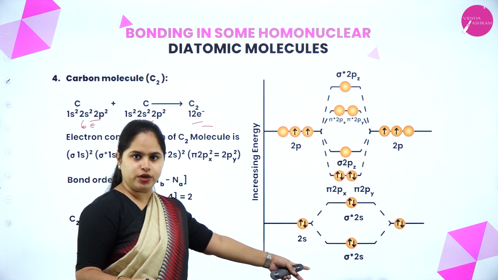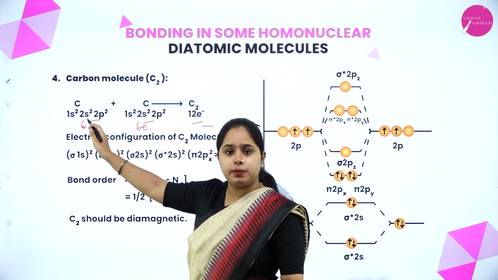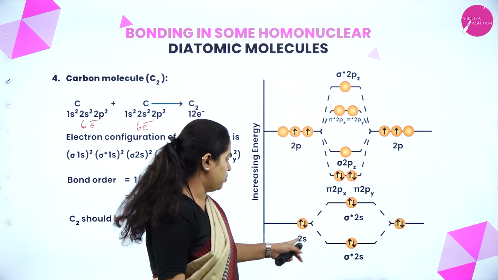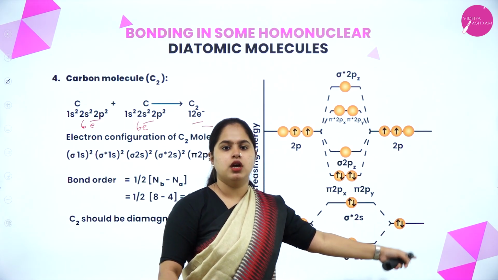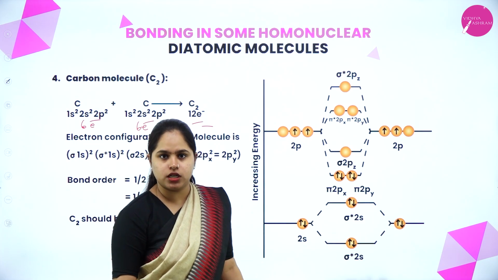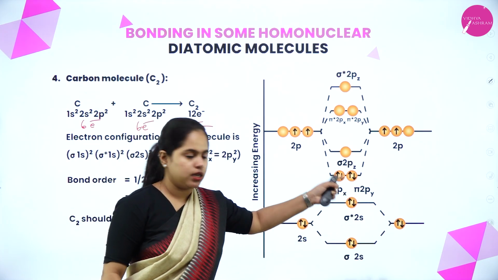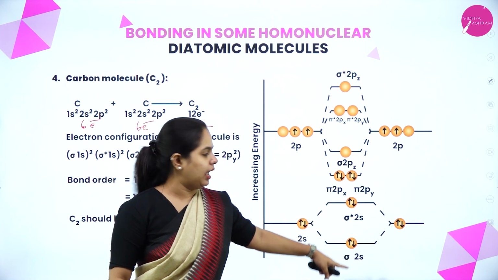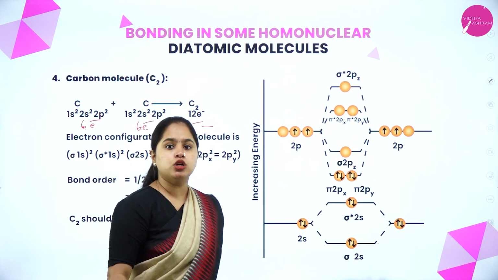Now moving on to the 2s. Yes, so in 2s, how many electrons are present? In each of the carbon atoms, 2 electrons are present. So one carbon atom has 2 electrons, and here also 2 electrons. Now a total of 4 electrons are to be filled. So sigma 2s and sigma star 2s. Yes, 2 electrons get filled here and then 2 in the sigma 2s orbital. Right.